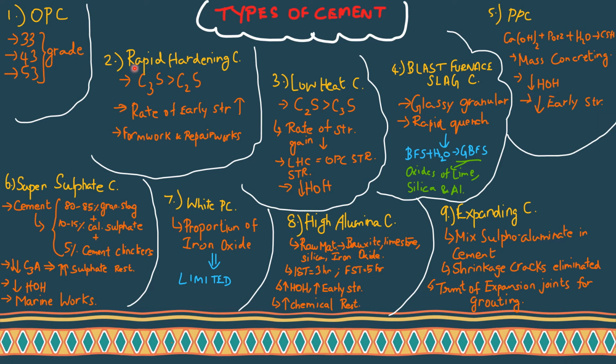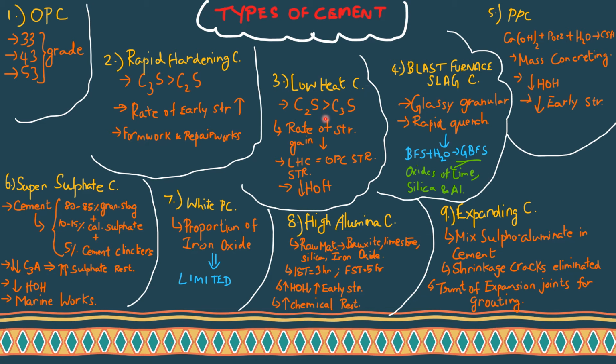And the second one is your rapid hardening cement. Here the C3S is greater than your C2S. The rate of early strength gain is high in this condition, and it is generally used for formwork or repair works.